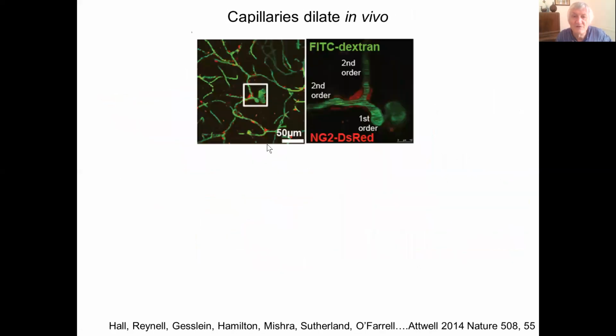So this is looking down into the head of a mouse where there's a green dye, FITC-dextran, in the blood, and the pericytes are red because they express Mg2-DsRed. This is a promoter which exists in pericytes. And so this just here is the penetrating arteriole. This is the first order capillary, the second order capillary, and so on. And these black lines are made by red blood cells going by.